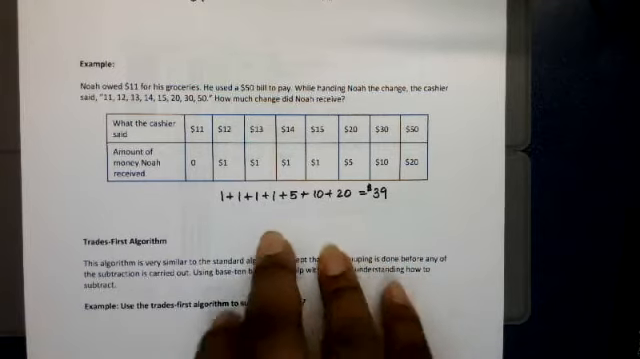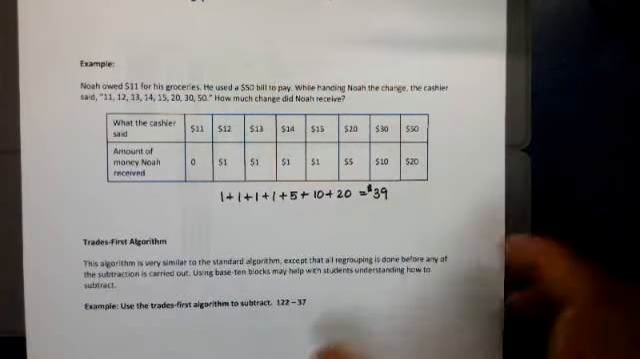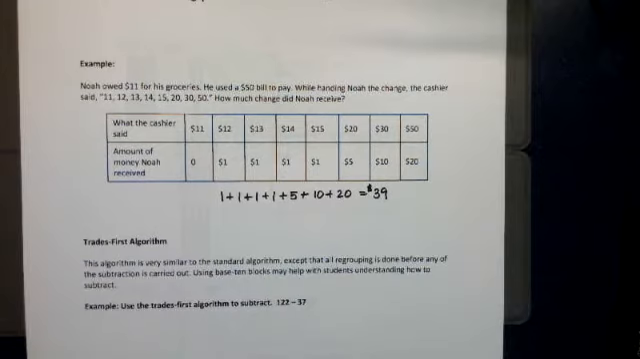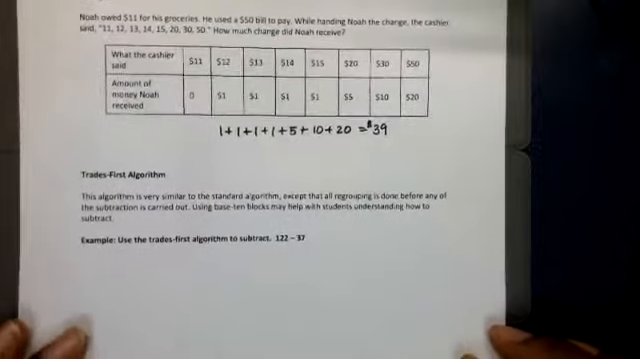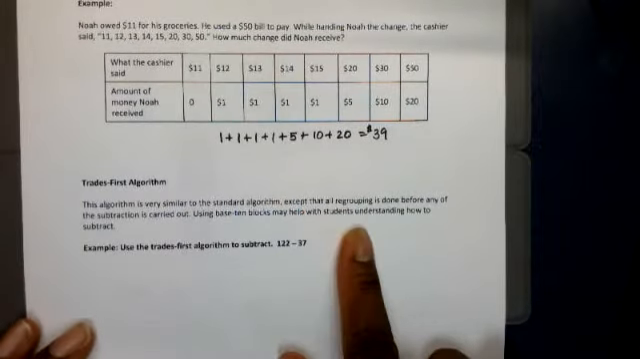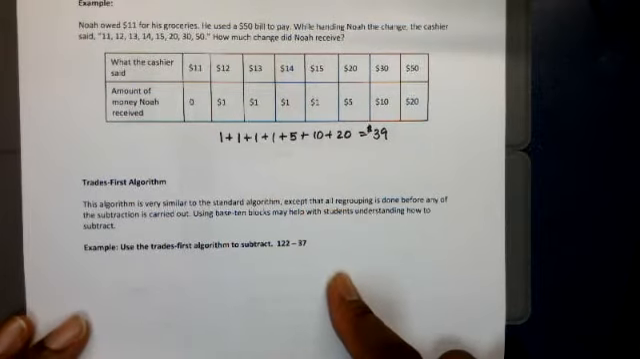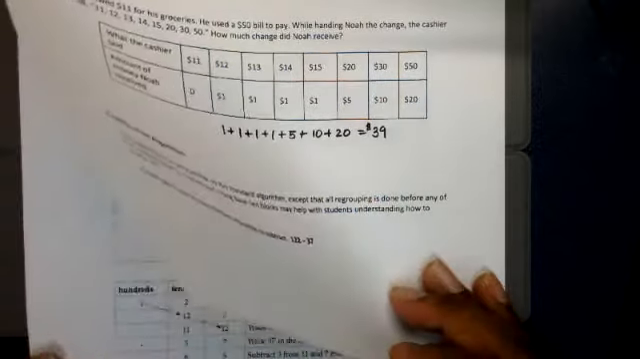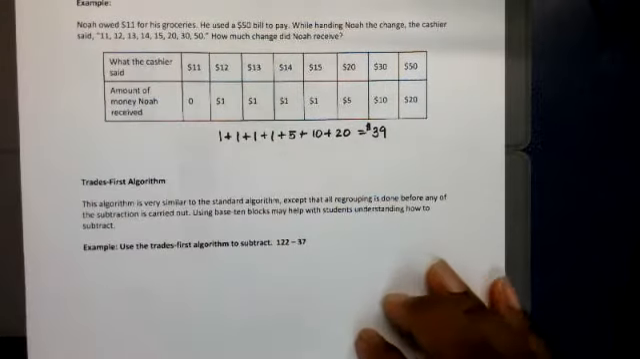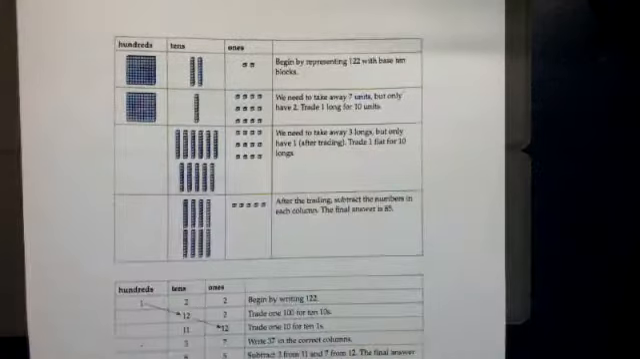All right, next is the trades first algorithm. This algorithm is very similar to the standard algorithm, except that all regrouping is done before any subtraction is carried out. Using base 10 blocks may help with students' understanding of how to subtract. So like in this example, let's say we wanted to use the trades first algorithm to subtract 122 minus 37. And this is illustrated on the next page.